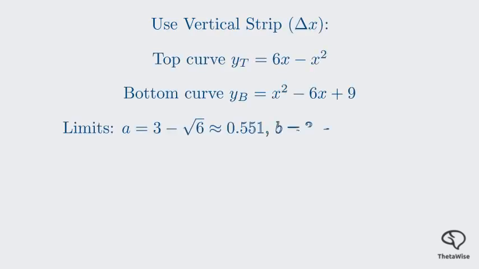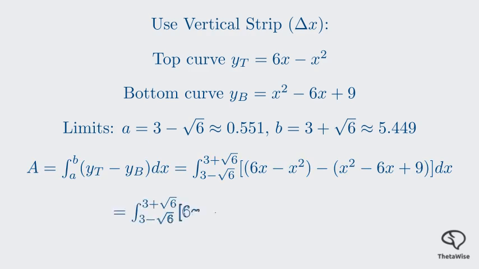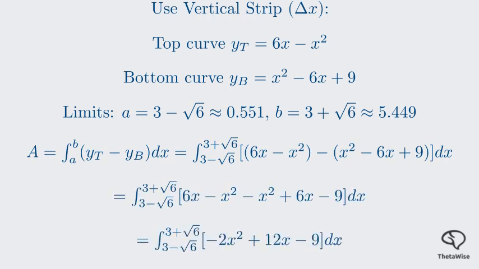We'll use a vertical strip and integrate from the leftmost intersection point, x equals 3 minus root 6, to the rightmost point, x equals 3 plus root 6. The top curve is y equals 6x minus x squared, and the bottom curve is y equals x squared minus 6x plus 9. Our integral is the integral from 3 minus root 6 to 3 plus root 6 of the top curve minus the bottom curve. Let's simplify the expression inside the integral. Distributing the negative sign and combining like terms gives us 12x minus 2x squared minus 9.